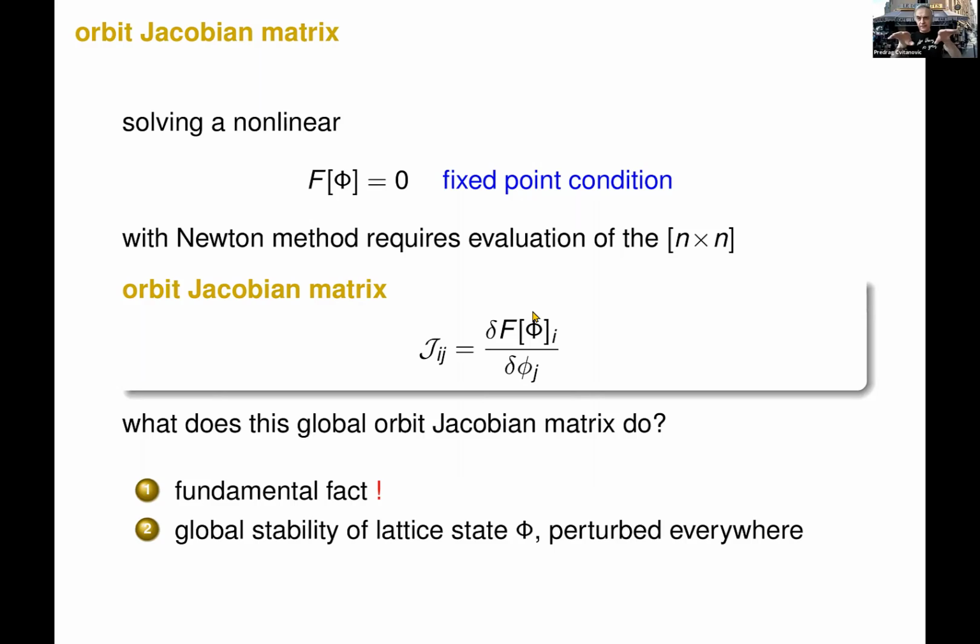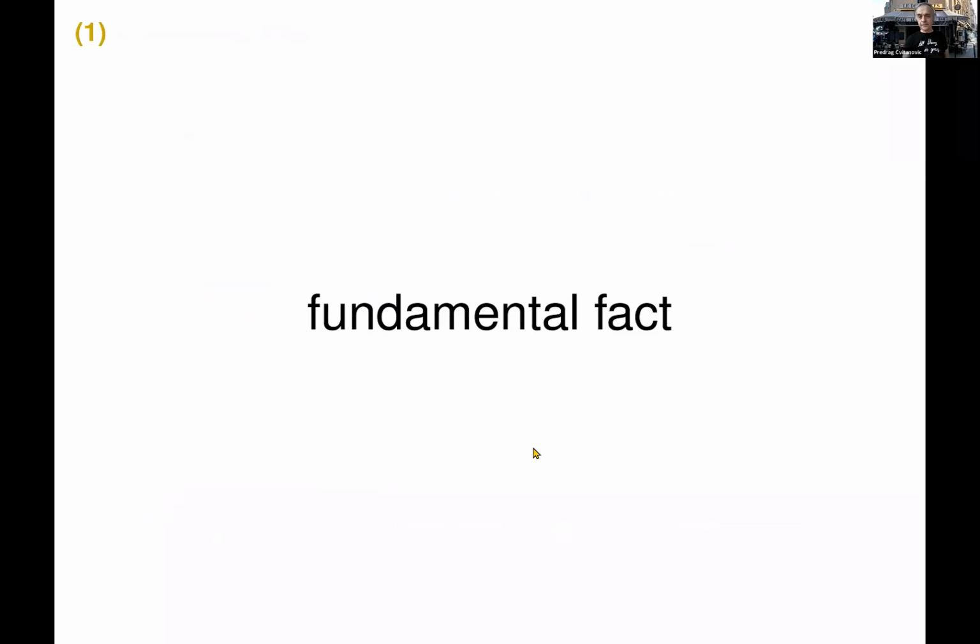It is what happens if I have a noisy solution or I perturb everybody on the whole lattice and I measure the effect of that. Now, what does this global Jacobian matrix do? It does two things. The first one is an educational surprise for me. I had no idea that's what it does. And the second one is what Hill did when you study orbits of the moon, perturbed by Earth and Sun. So let me explain what the fundamental fact is. It's really a cute geometrical understanding of what this is.